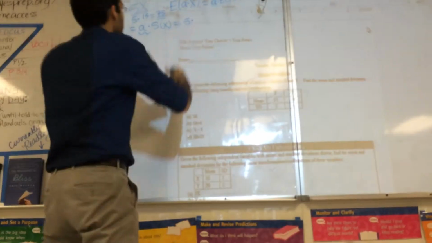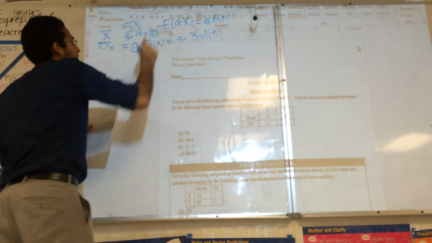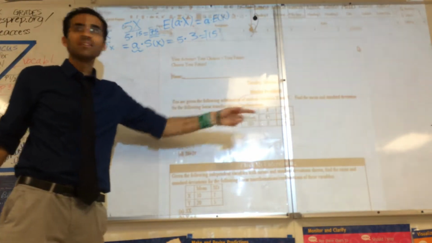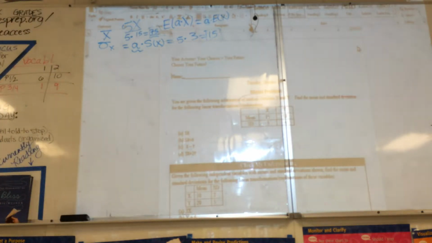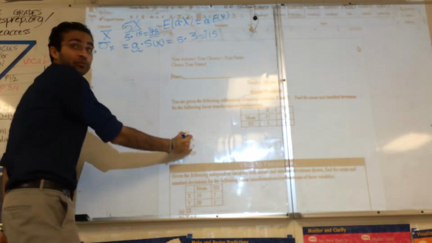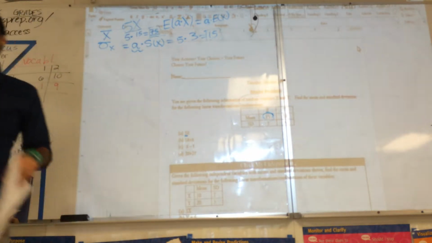times 3, which is 15. So these are both just 5 times as big as what they were. Just multiply both by 5. Questions on that? So this is a constant, that's where we got the 5. And the 15 came because that's the mean of x.